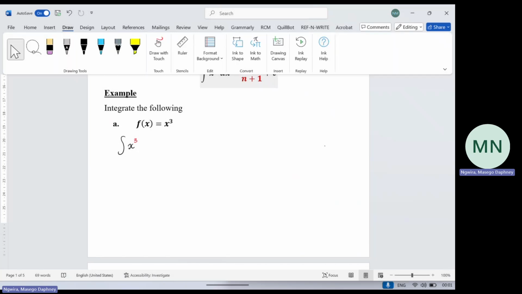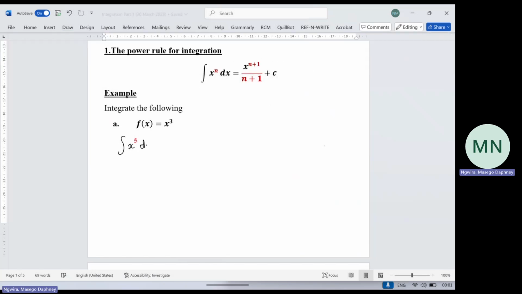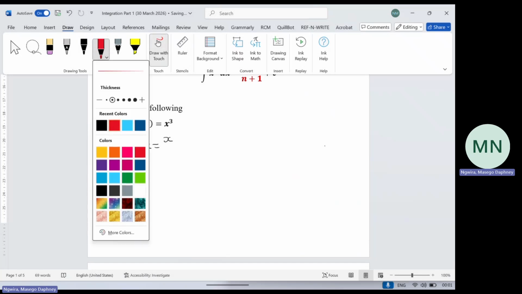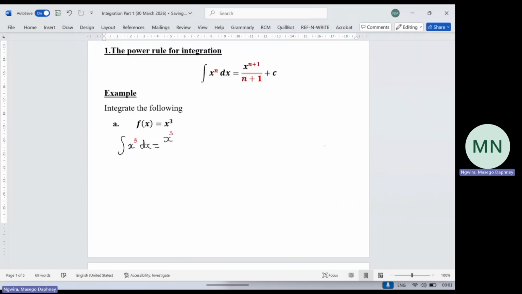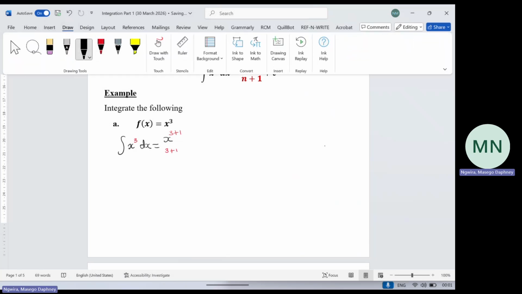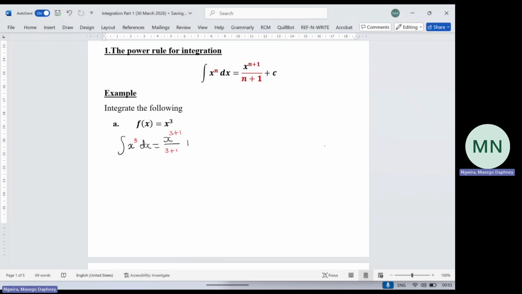We're integrating this, so the answer will be x to the power of 3 plus 1, over 3 plus 1. That's how we integrate. Then don't forget to say plus c. 3 plus 1 is 4, so we're going to have x to the power of 4 over 4, and then plus c. So that's how we integrate the first one.